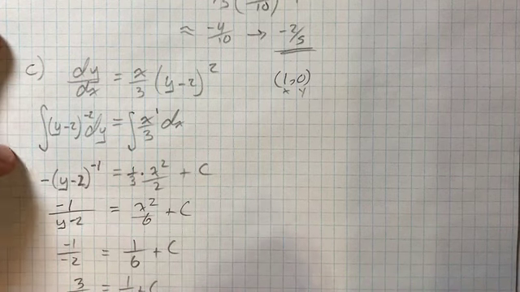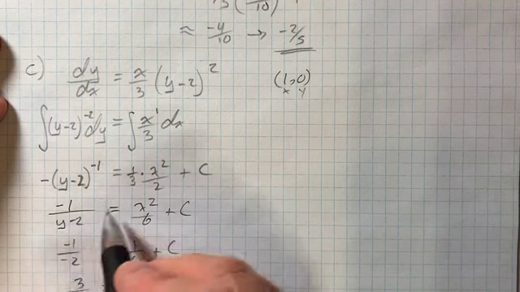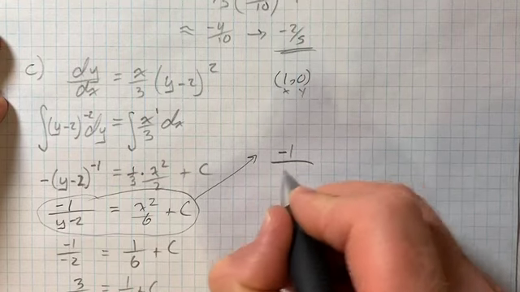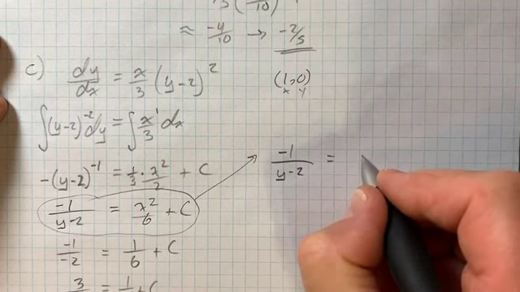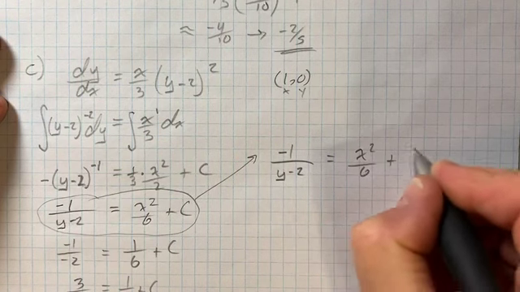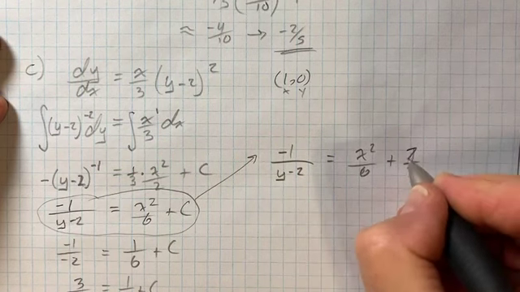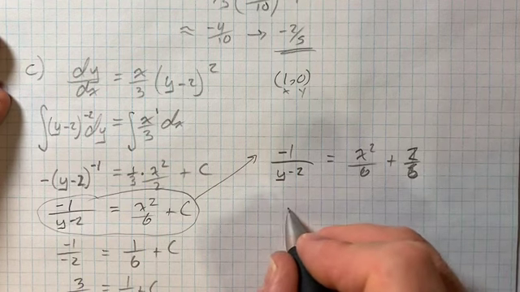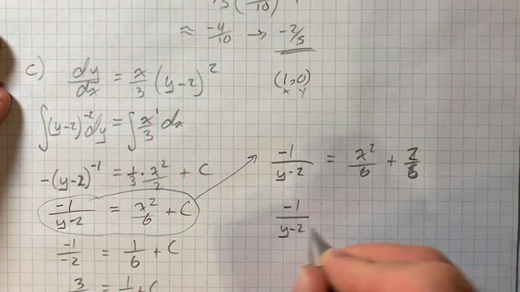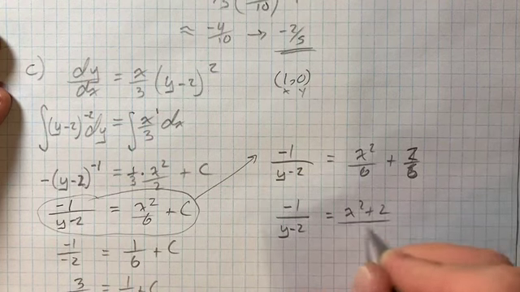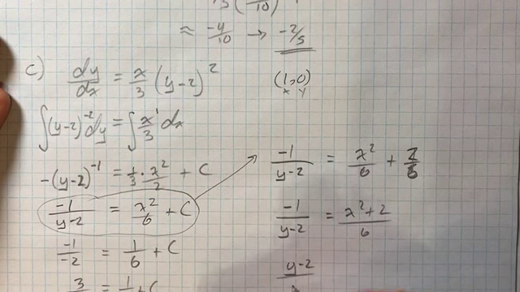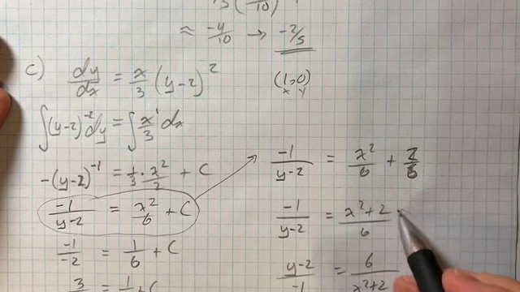But hang on, I haven't finished. I need to actually go back and solve for y equals. So this was the stage we had here. Let's simplify this. Negative 1 over y minus 2 is equal to x squared over 6 plus 1/3. You know what? Let's make that 2/6 right now, just to make my life easier. So in other words, negative 1 over y minus 2 is x squared plus 2 all over 6. Hang on. Y minus 2 over negative 1 is 6 over x squared plus 2. I'm just doing the reciprocals of both sides.